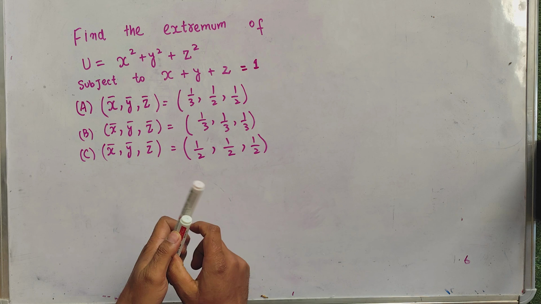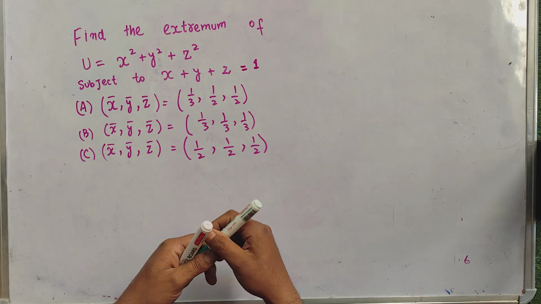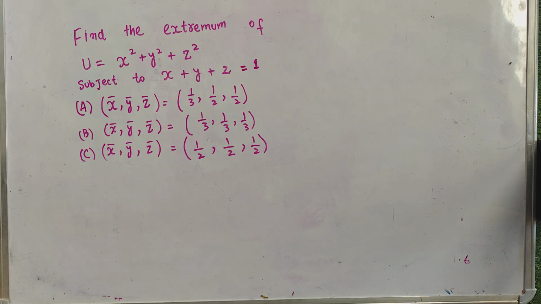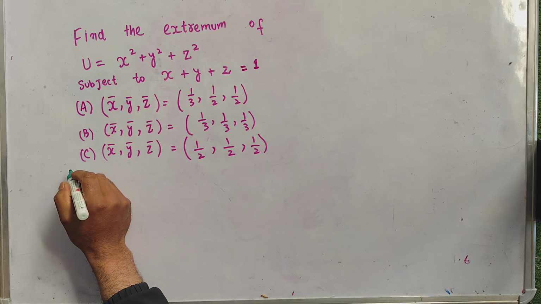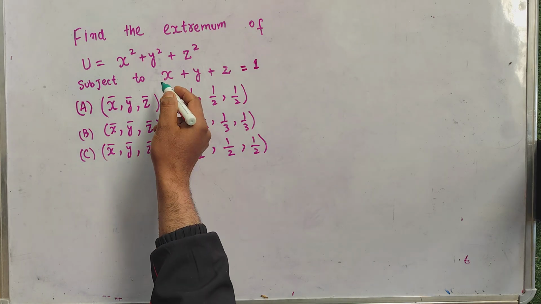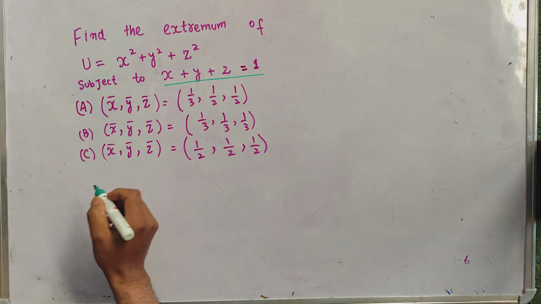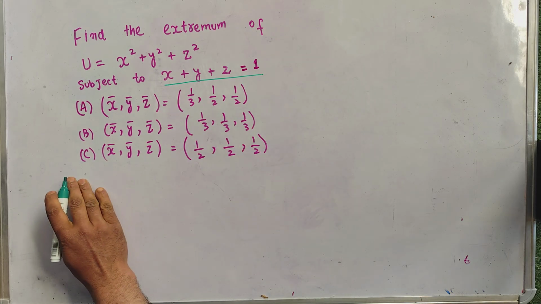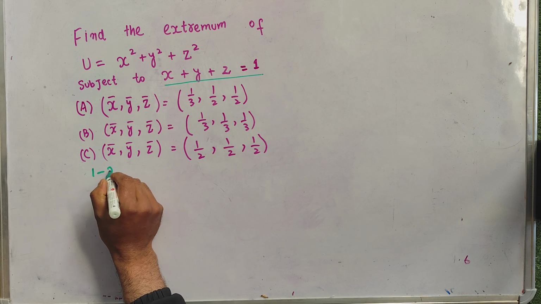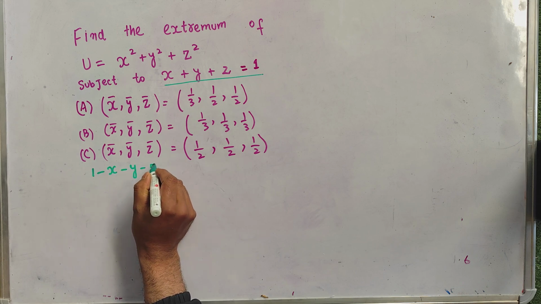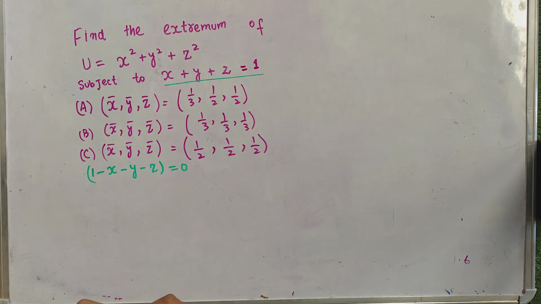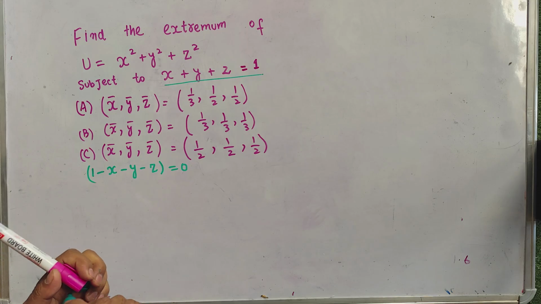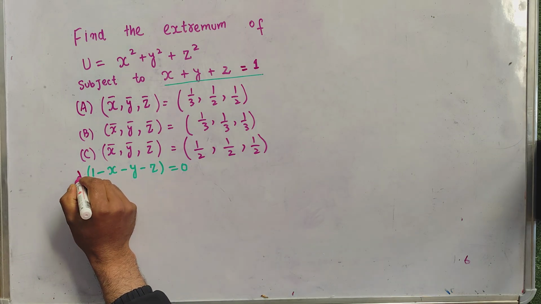So we will be using the Lagrangian method here. So first thing is what we do to solve this question. We form the Lagrangian function. For that, we take this budget constraint first and set it equal to 0. That is, if I set it equal to 0, I will get 1 minus x minus y minus z is equal to 0. Then we will multiply this both sides by lambda.